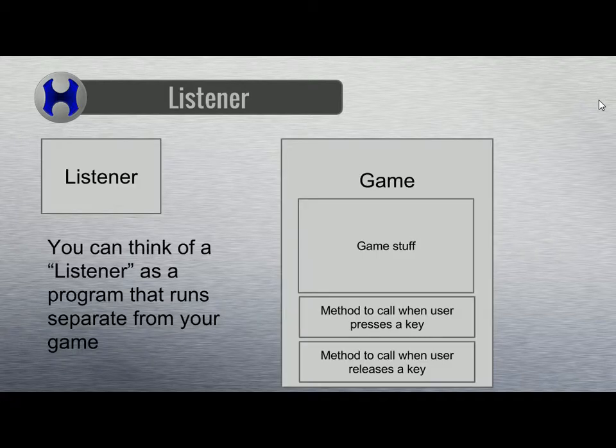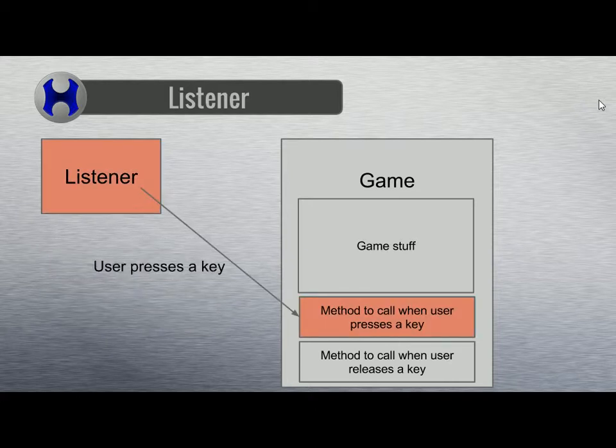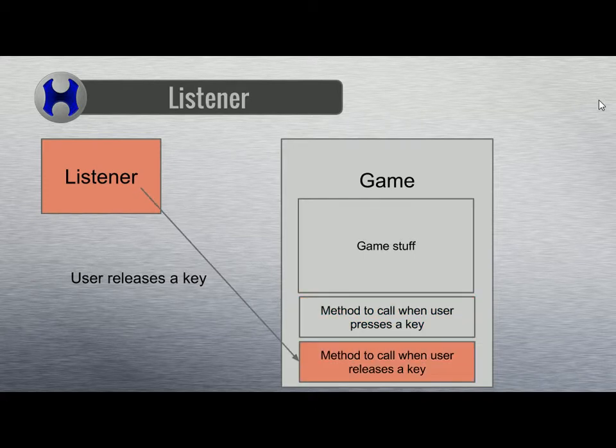This is a basic layout of how a listener works. It runs alongside of your program, and here's your game. You've got all of your update and game stuff, and then you've got these 2 methods here, which are going to happen when a user presses a key and when a user lets go of a key. Your listener runs alongside, and it basically just stares at your keyboard and waits for someone to press something. When you press something, it's going to say, hey, you pressed a key, so I'm going to run this code here. And the same thing happens when you release it: as soon as you release a key, your listener goes, oh, they let go of a key, I'm going to call this method. So that is the basic layout of how it works.